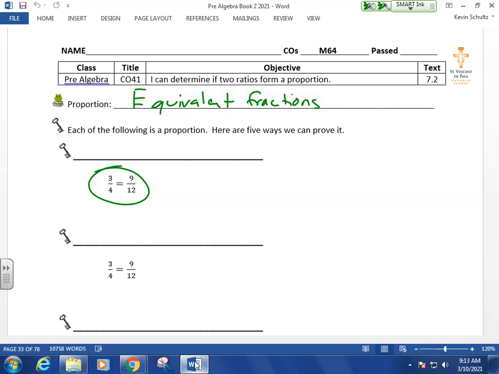Okay? And we're going to go over 5 ways that we can determine whether or not these rates are at their core equivalent fractions. This isn't going to work for me today. I would like you to move over there.